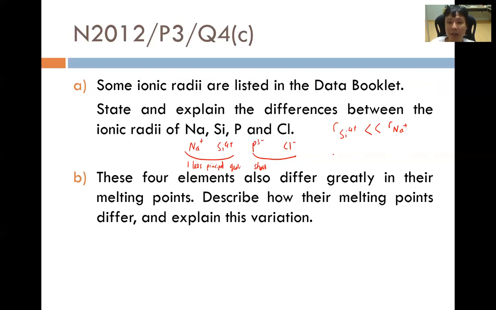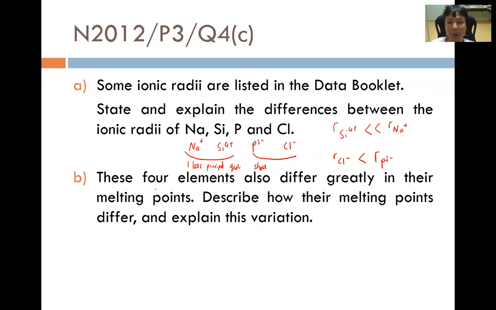For P3- and Cl-, again, it is the same. The radius of Cl- is smaller than that of P3-. Again, it is because they are isoelectronic, so the screening effect is the same. However, chlorine has a greater number of protons as compared to phosphorus, and the effective nuclear charge of chlorine is higher than that of phosphorus, and hence the electrons will be held tighter to the nucleus as compared to the P3- anion, and hence the radius of the Cl- anion is smaller than that of the P3- anion.